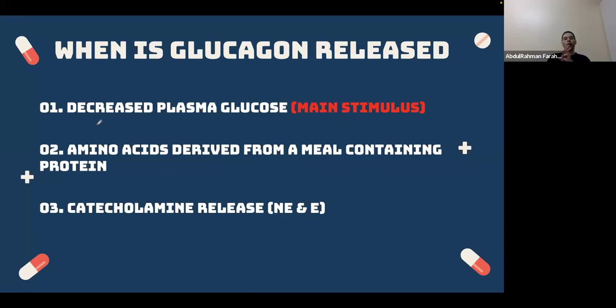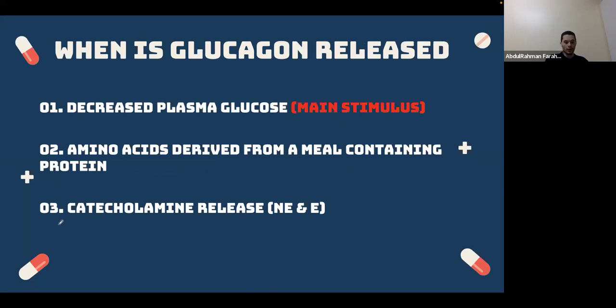Okay, so when is glucagon released? Glucagon will be released in three main scenarios. One, when there is decreased plasma glucose, and that's our main stimulant. So the second there is hypoglycemia, glucagon will be released. The second is when there are amino acids from a protein meal, and this would also be a trigger for glucagon to get released.